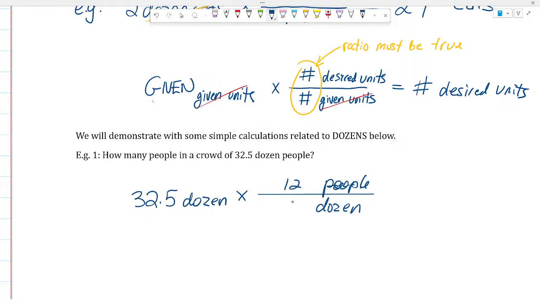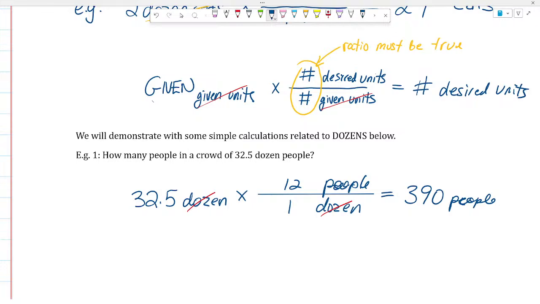We know that 12 people is the same as 1 dozen. And what units will cancel? Dozen will cancel with dozen. And here we go. 32.5 times 10 would be 325. And then 325 on top of that would be 65 for a total of 0. Okay, 1, 6, 2 is 8. So 390? Is that 390? All right. And there we go. 390 people. So in a crowd of 32.5 dozen, there are 390 people.